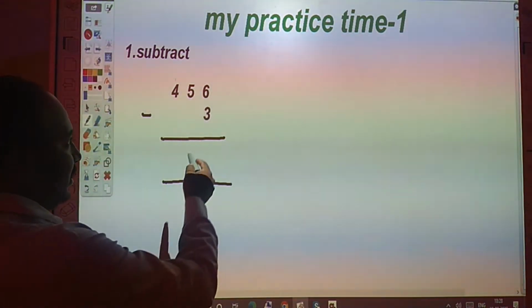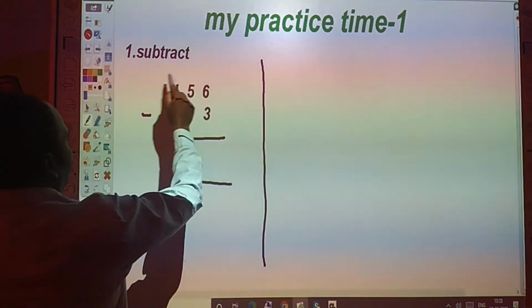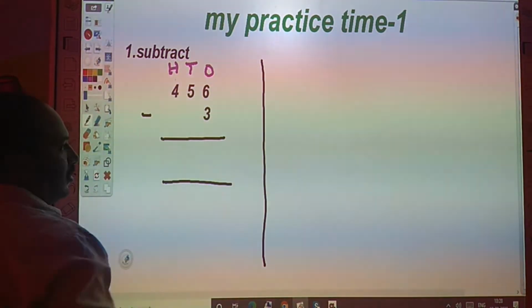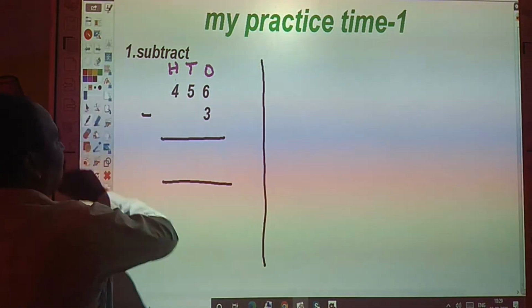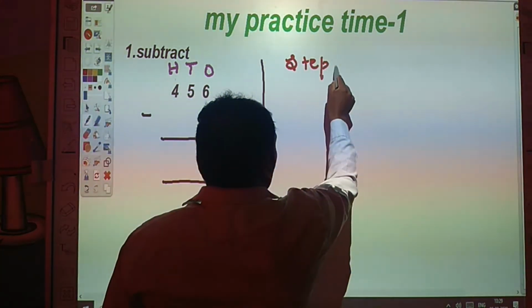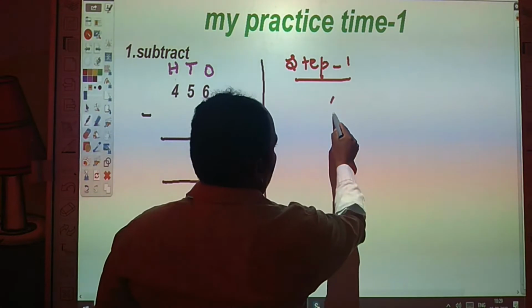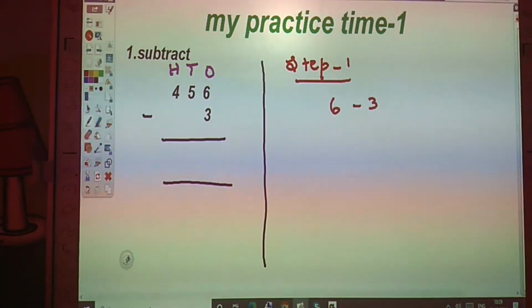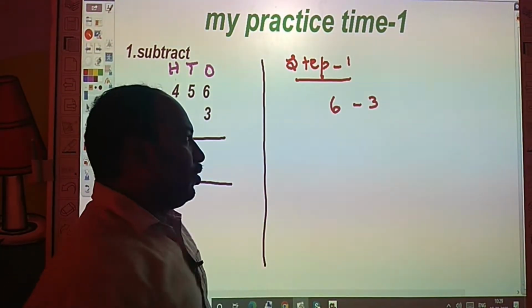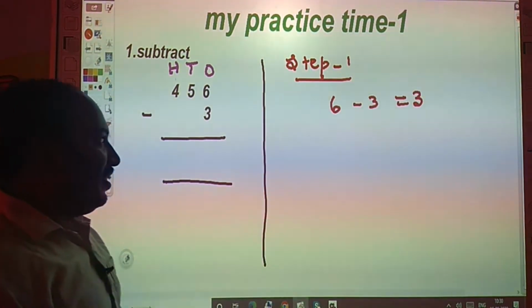6 minus 3. First we take the place value: ones, tens, hundreds. First we subtract the ones place. Step 1. 6 minus 3 is equal to 3.